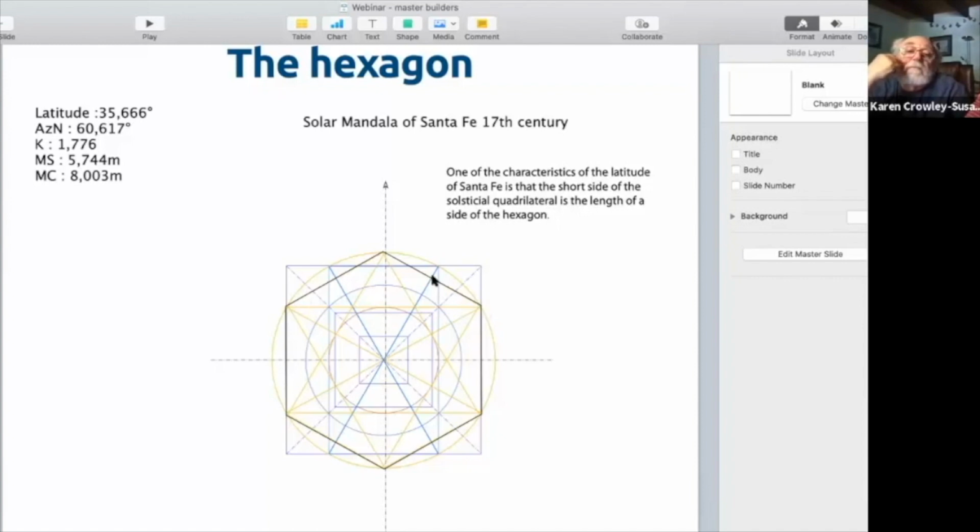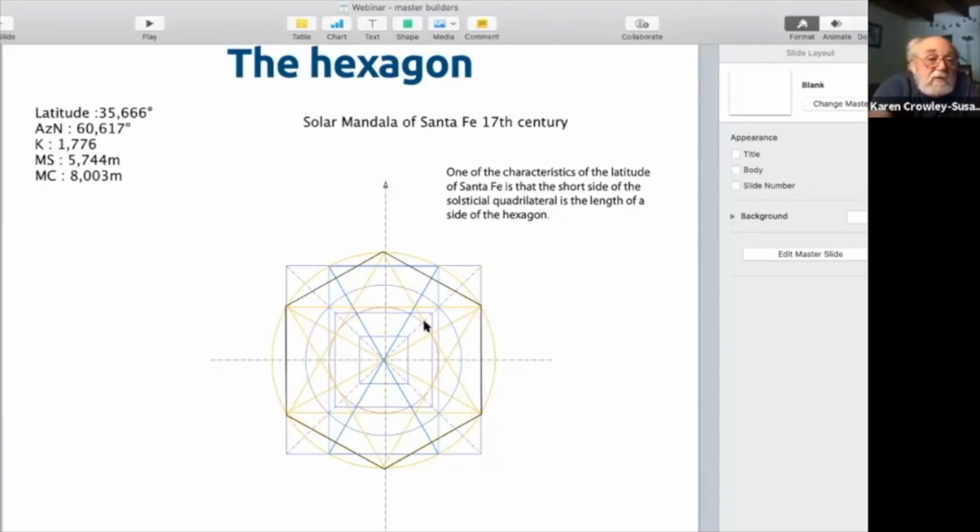As Dominique was showing, here's another one. This is a solstitial quadrilateral, and then there's another one right here. And not every latitude does that. This is very special to the latitude of Santa Fe. Okay. Absolutely. Thank you very much. So this is the natural quality or characteristic of Santa Fe.